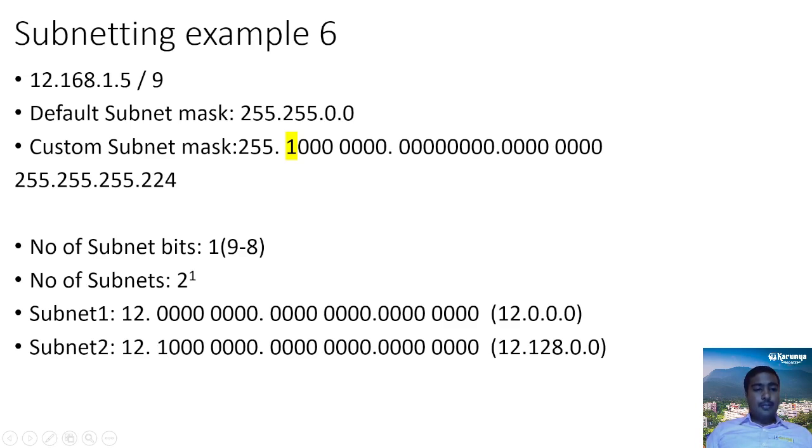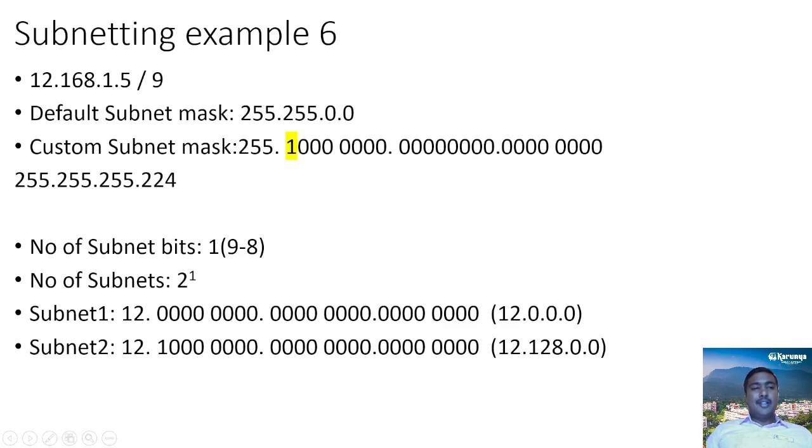So how is it going to be? It's going to be 12 dot all zeros. This is the starting address of my first subnet. And for my second subnet, what is the starting address? It's going to be 12 dot 128 dot, it's going to start like this. This is my subnet. So how many host addresses are available here? It's going to be 8 8, and here instead of 8 it's going to be 7. So 2 to the power 23 hosts are available in this particular subnet, and here also it's going to have 2 to the power 23 hosts.